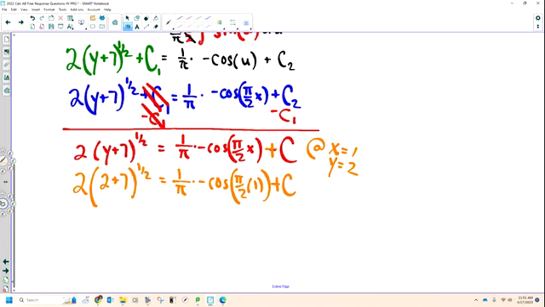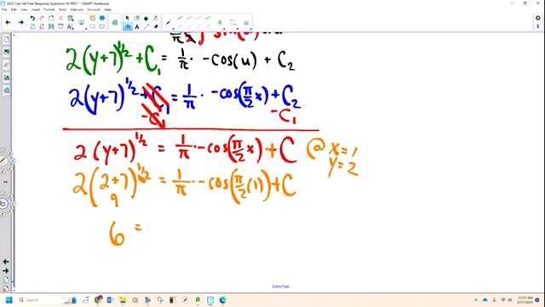Here we go. 2 plus 7 is 9. 1/2 is like saying square root. The square root of 9 is 3, and 3 times 2 is 6 on the left side.